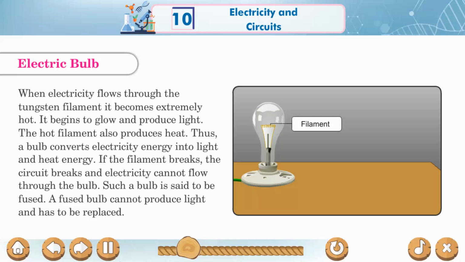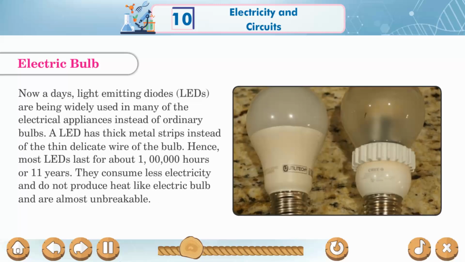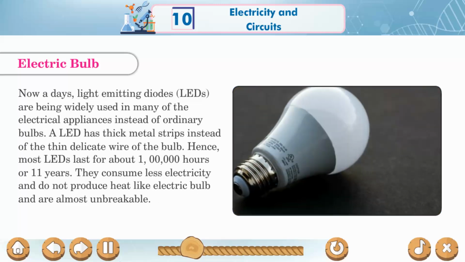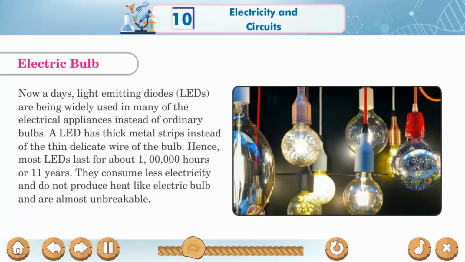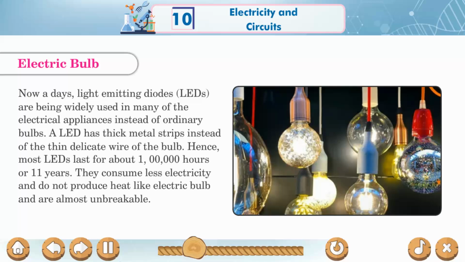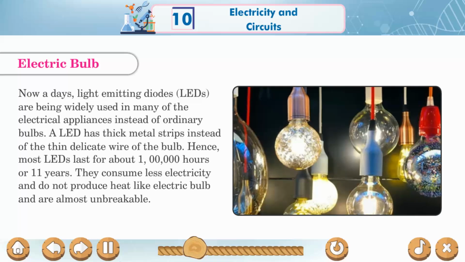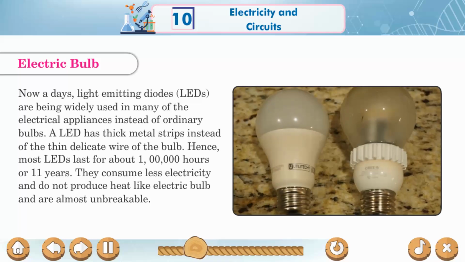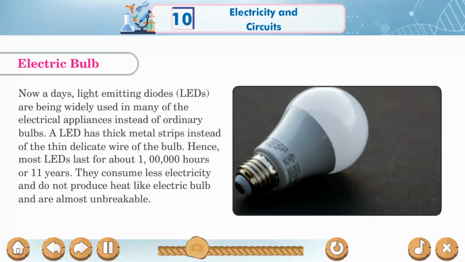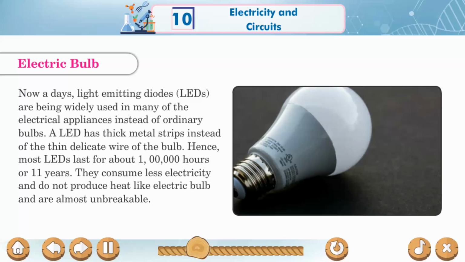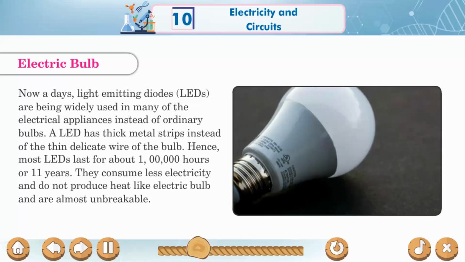If the filament breaks, the circuit breaks and electricity cannot flow through the bulb. Such a bulb is said to be fused. A fused bulb cannot produce light and has to be replaced. Nowadays, light-emitting diodes or LEDs are being widely used in many electrical appliances instead of ordinary bulbs. An LED has thick metal strips instead of the thin delicate wire of the bulb. Hence, most LEDs last for about 100,000 hours or 11 years. They consume less electricity, do not produce heat like electric bulbs, and are almost unbreakable.